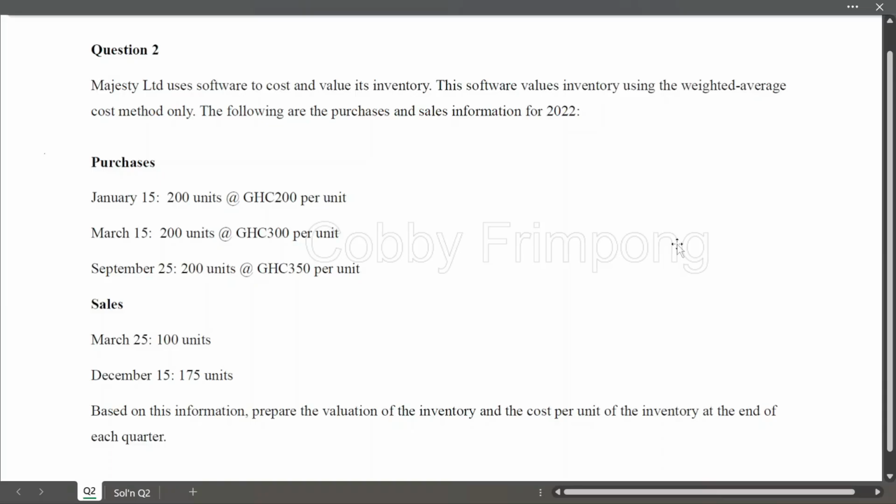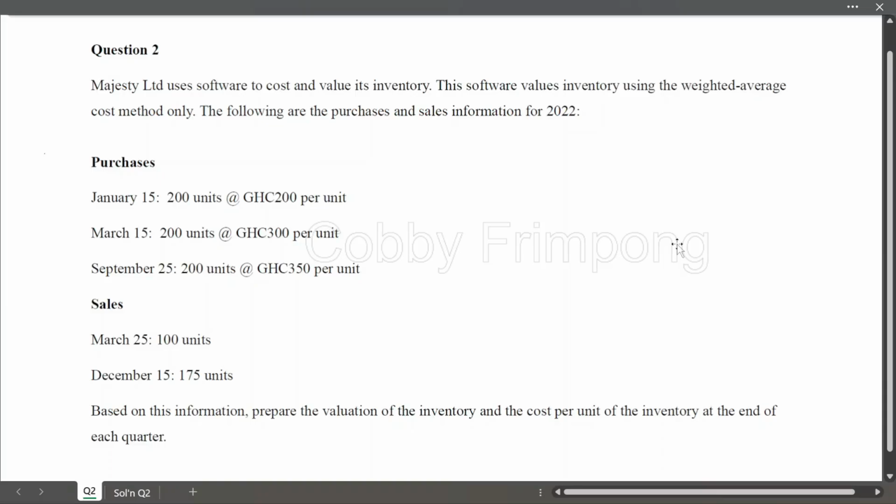January 15th, 200 units at 200 Ghana cedis per unit. March 15th, 200 units at 300 Ghana cedis per unit. September 25th, 200 units at 350 Ghana cedis per unit. Sales. March 25th, 100 units. December 15th, 175 units. Based on this information, prepare the valuation of the inventory and the cost per unit of the inventory at the end of each quarter.